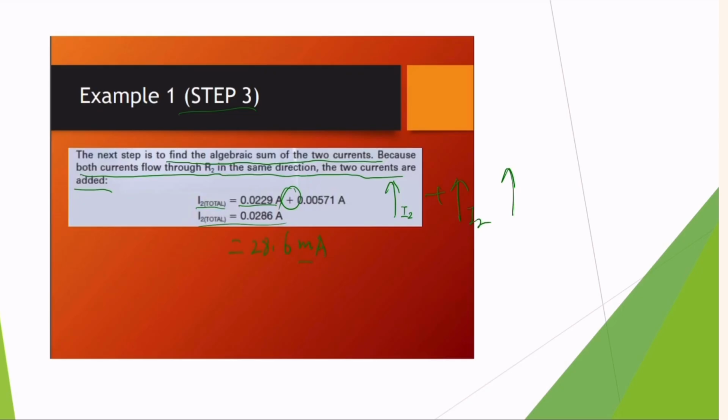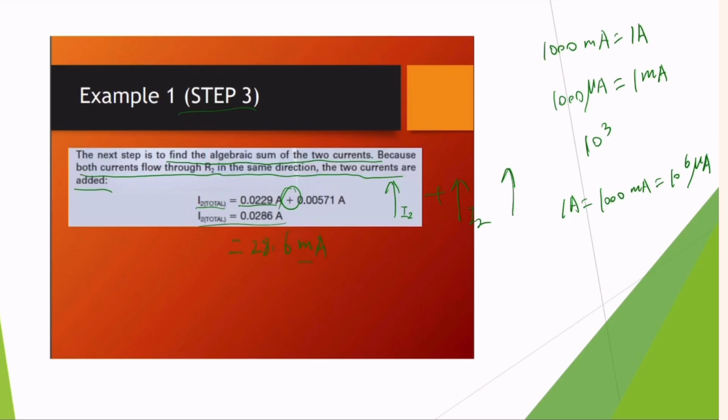You want to change amps to milliamps. So that's how we change the unit for the current. If we have 1,000 milliamps, that will be 1 amp. If we have 1,000 microamps, that will be 1 milliamp. So the difference is 1,000, 10 to the 3. So from 1 amp, we can change it to 1,000 milliamps. We can change it to 10 to the 6 microamps.